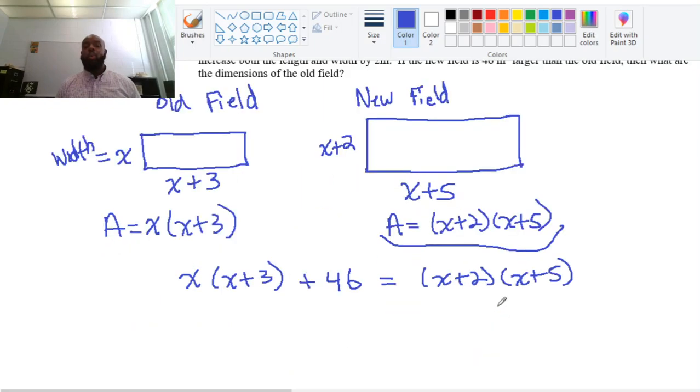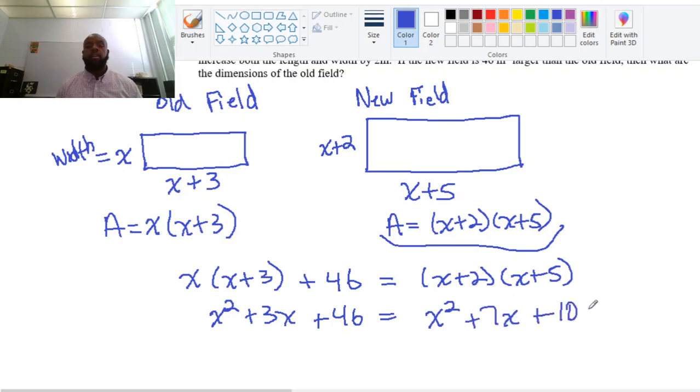So now I have an equation set up. Let's solve our equation, right? I use my distributive property. I want to solve for x. I get x squared plus 3x plus 46. And when I use my FOIL or my repeated distributive property, I get x squared plus 7x plus 10, right?